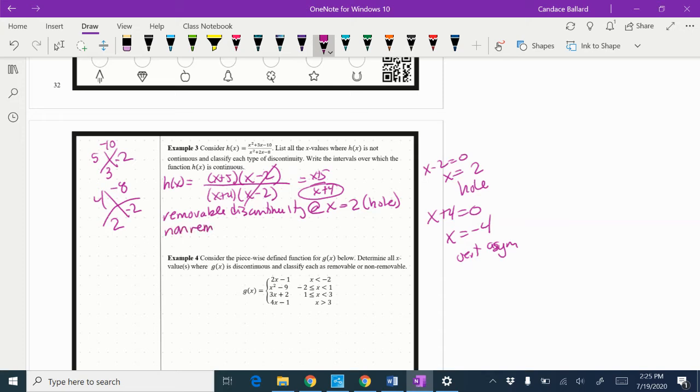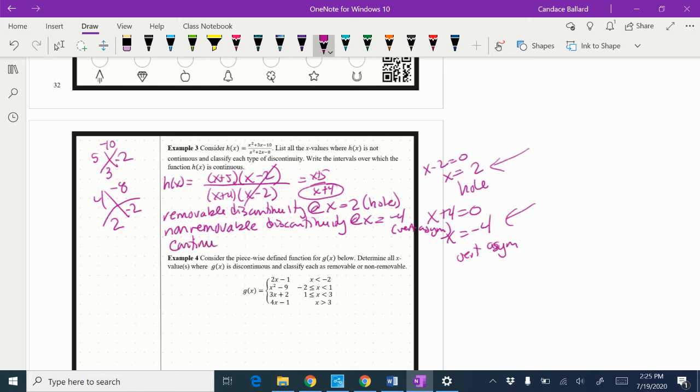So non-removable discontinuity at x equals -4. And if you want to, in parentheses, put that it's a vertical asymptote to remind yourself, you can. Now we haven't done the last thing. Look at the end, like at the last sentence. Write the intervals over which the function h of x is continuous. Well, we know it's continuous everywhere except at these two gaps. So I am going to write some intervals where it's continuous.